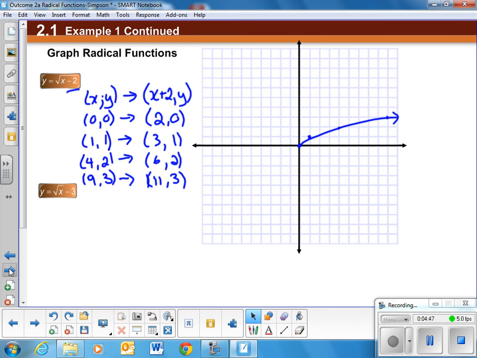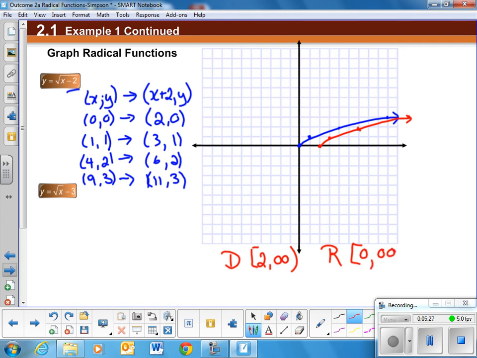Graphing that function, 2 and 0, 3 and 1, 6 and 2, and 11 and 3 would be out here. So I quickly run out of room on my graph because that graph has been shifted to the right. The domain of this new function now goes from the x values start at positive 2 and go to infinity. The range still starts at 0 and increases to positive infinity.